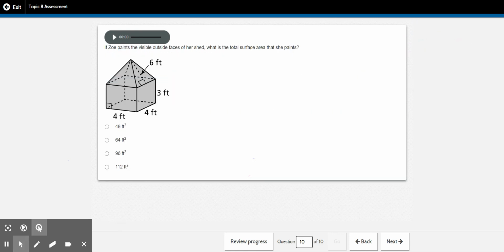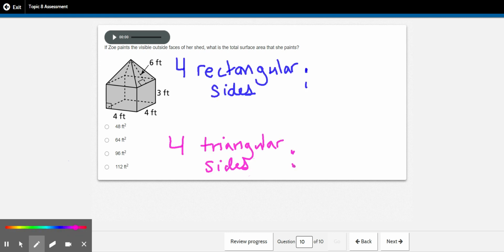If Zoe paints the visible outside face of her shed, what is the total surface area that she paints? Now be careful here. This is a shed. Do you paint the bottom of a shed? No. Let's talk about the sides that we are going to paint. We are going to paint 4 rectangular sides. Those are the sides that go around here.